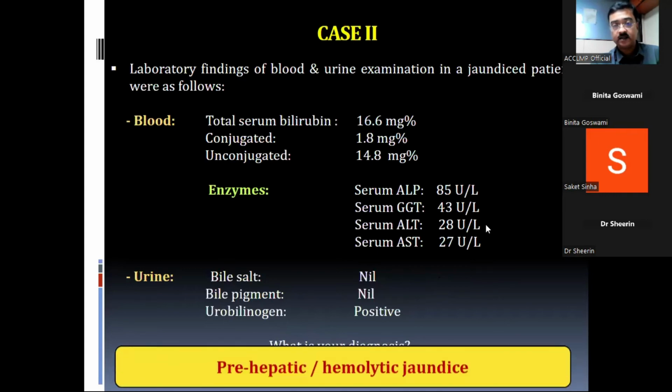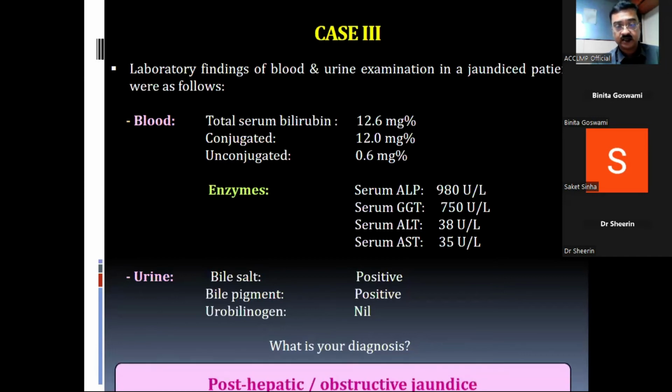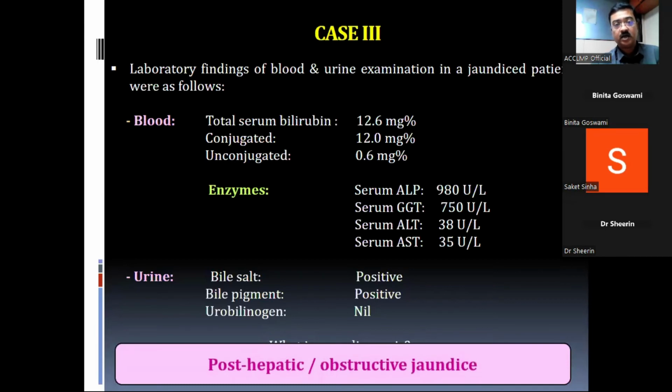Thank you. So next, in this case, laboratory findings of blood and urine examination of a jaundice patient are as follows. Total bilirubin 12.6, conjugated 12, enzymes showing alkaline phosphatase very high, GGT very high, AST, ALT more or less normal. Urobilinogen is nil. Would anyone like to answer this very straightforward question? Post-hepatic. Yeah, that is an obstructive jaundice. That's post-hepatic.